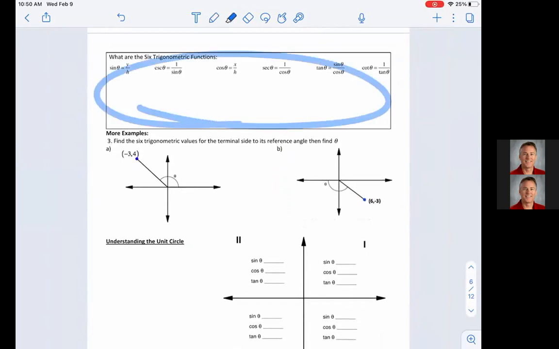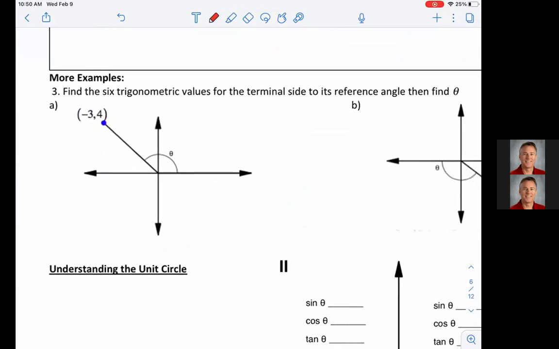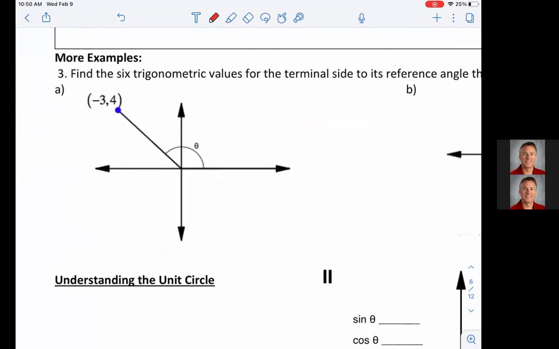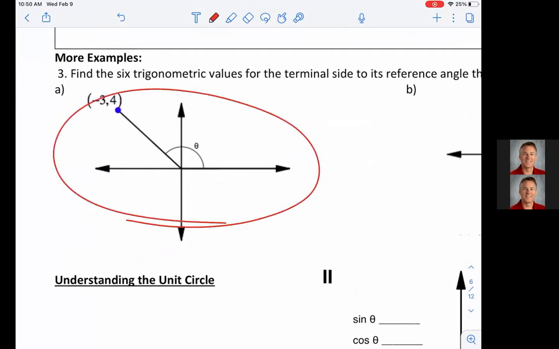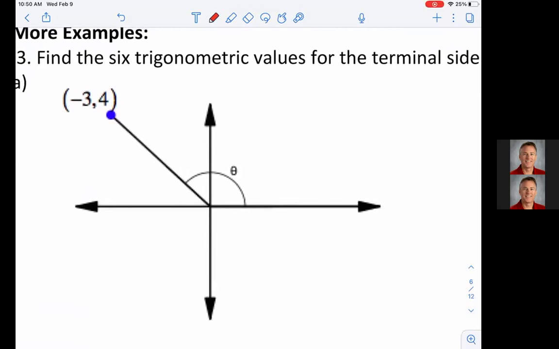These six trig functions we've already talked about, those reciprocal functions. So we're going to apply that. It says find the six trig functions for part 3A here. First, I'm working in the second quadrant. And I have a coordinate at -3, 4.